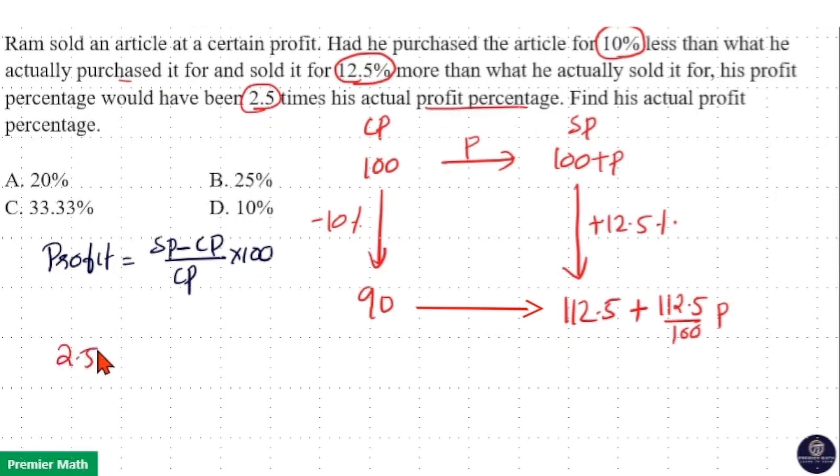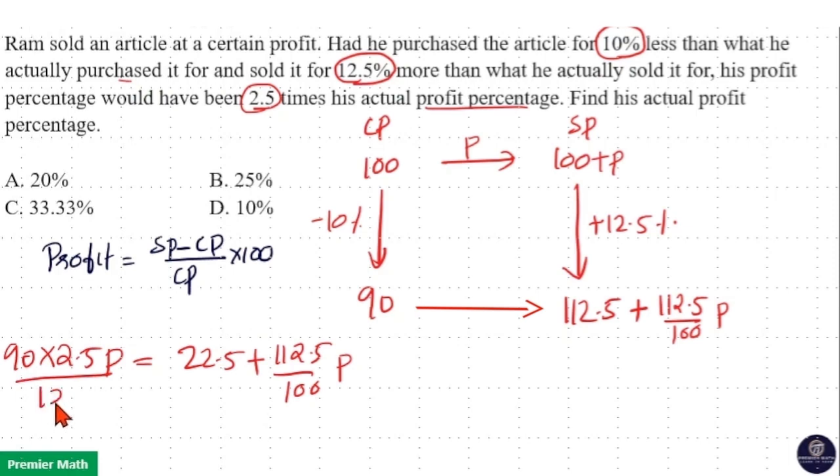So 2.5 P is equal to selling price minus cost price, which is 22.5 plus 112.5 by 100 P, divided by the cost price, which means divided by 90. I will write this divided by 90 as 90 into 2.5, that is the denominator to the LHS. Now write the 100 from the right hand side in the left hand side denominator. 90 into 2.5 is equal to 225.